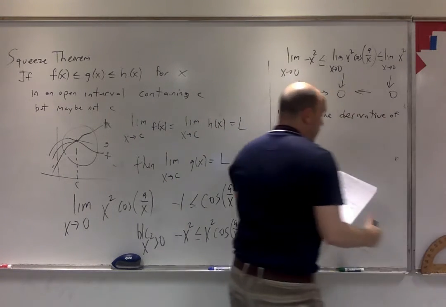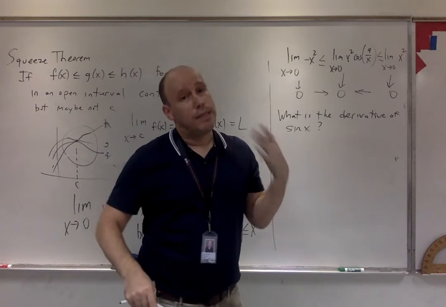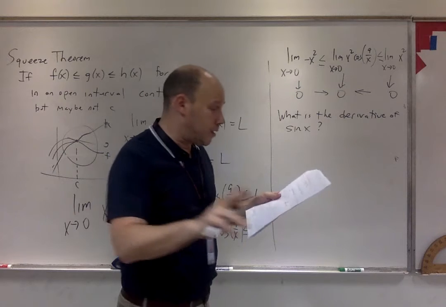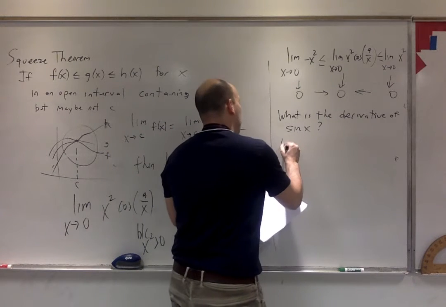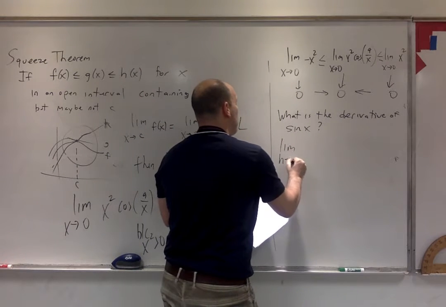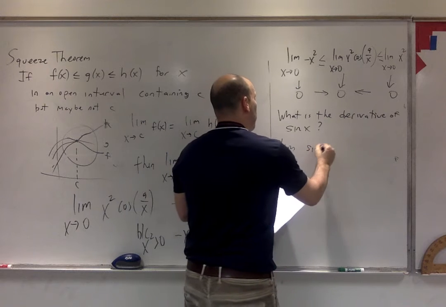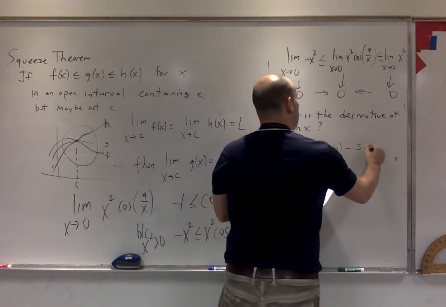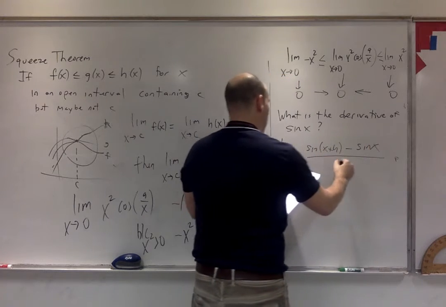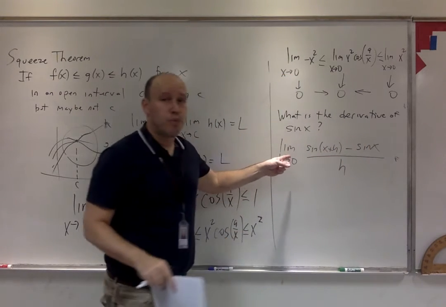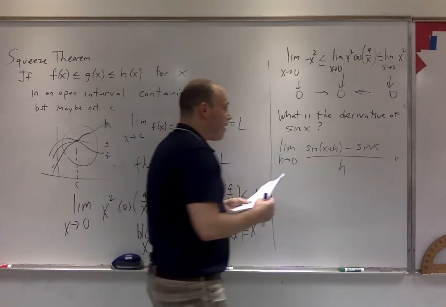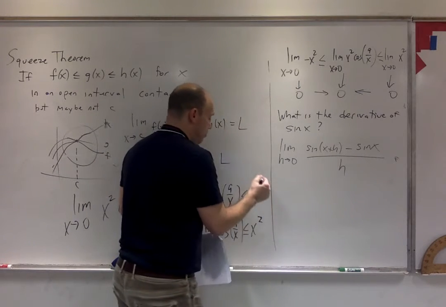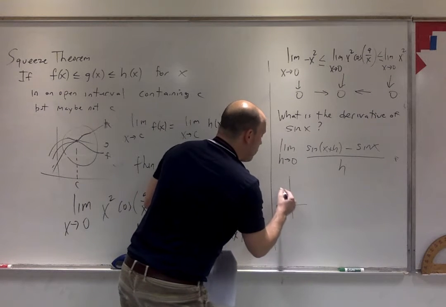So this, I'm just showing you. You can skip through this if you don't want to see it. Recall the limit as h approaches 0 of sine of x plus h minus sine of x over h. If you recall, this was first principles. Remember, it was like the slope.